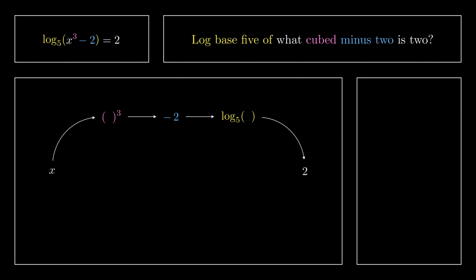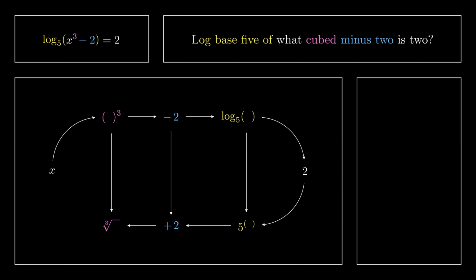So let's invert and reverse. The inverse of logarithm base 5 is exponential base 5. The inverse of minus 2 is plus 2, and the inverse of the cube is the cube root. 2 exponentiated base 5 is 25. Plus 2 is 27. The cube root of 27, what's that? What do you think that is? That is 3. That's the answer.